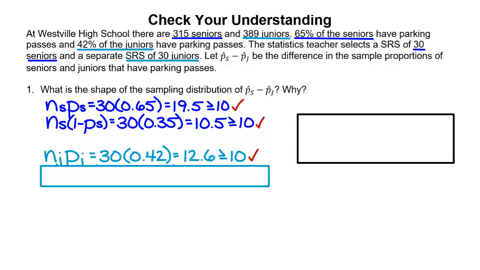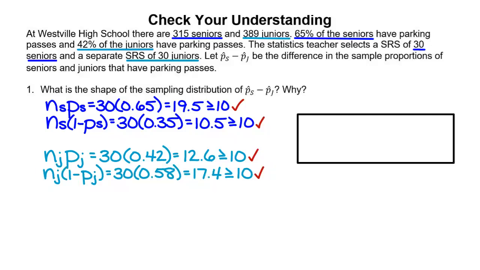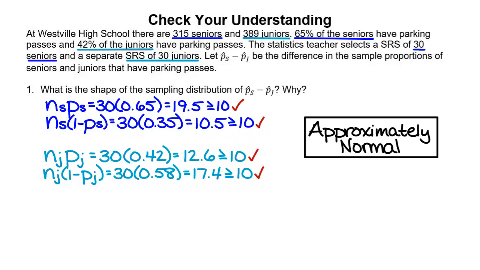And then with the juniors, number of juniors times the proportion of juniors, so 30 times 0.42, we get 12.6. And 30 times 0.58, we get 17.4. That meets our condition, so we can say approximately normal. That unlocks what ability? Normal CDF. Now we can calculate a probability for this difference using normal CDF.